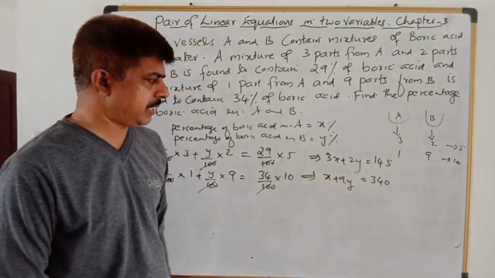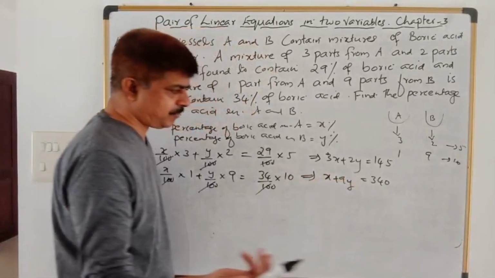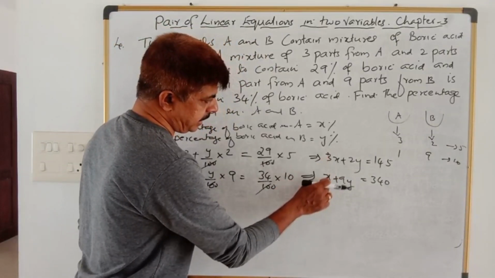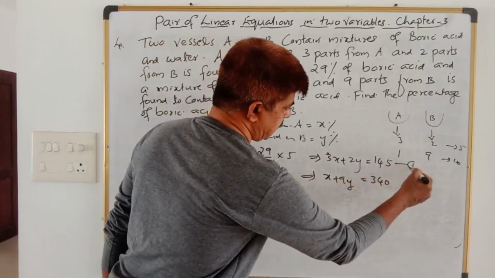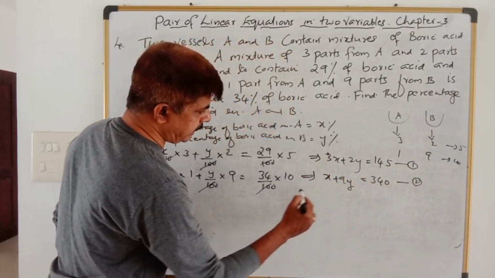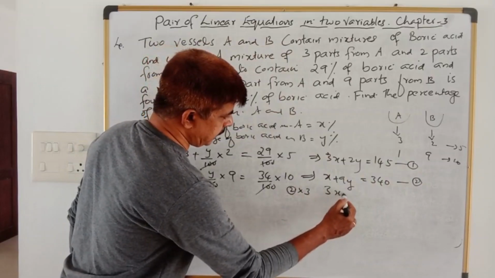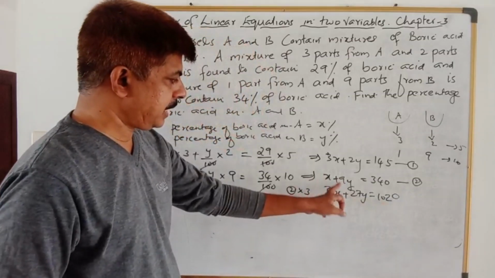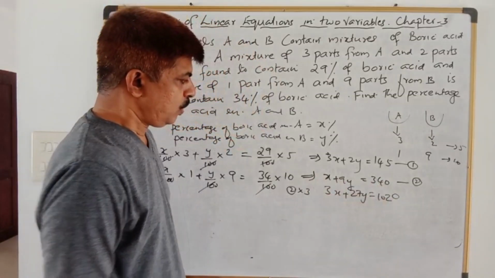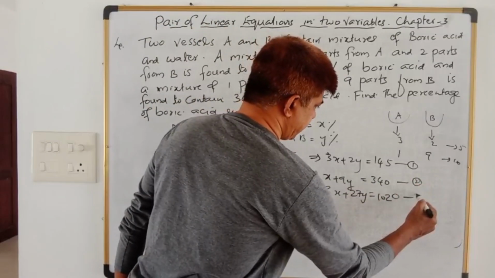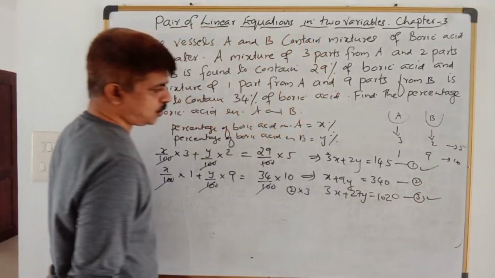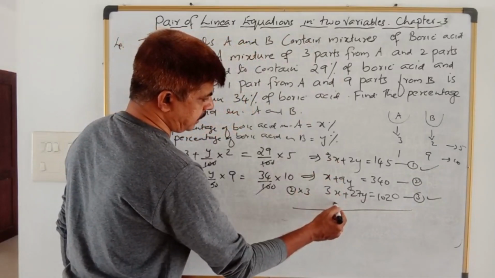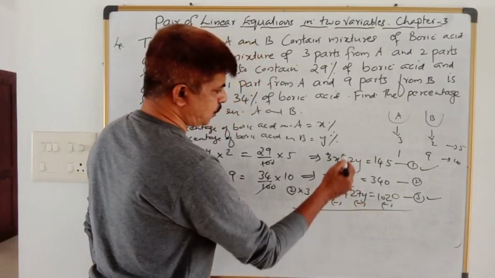Now we have to solve for x and y, so we can apply the elimination method. To make the coefficient of x equal, we multiply the second equation by 3. This is equation 1, this is equation 2. So we are getting 3x plus 27y is equal to 1020, 3 into 9 is 27, 3 into 340. Equations 1 and 2 can be used to solve for x and y. Since the signs are the same, we have to change the sign, so 3x cancels.